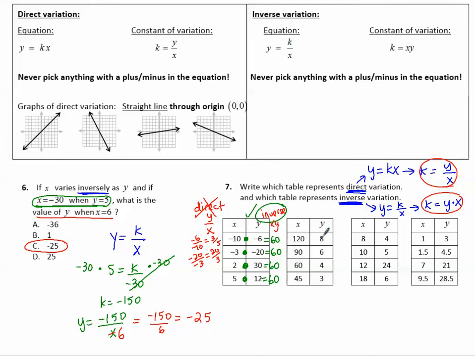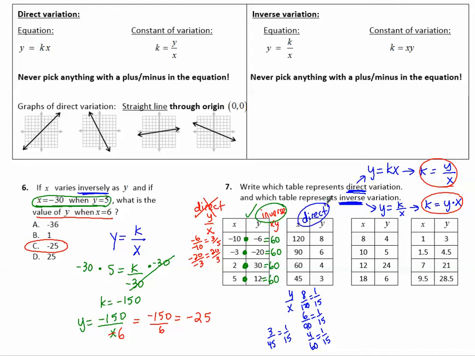I'm going to divide for direct. y divided by x. 8 divided by 120 makes 1/15. How about 6 divided by 90? 6 divided by 90, that makes 1/15. 4 divided by 60, that makes 1/15. And 3 divided by 45, that makes 1/15 also. So because dividing gave me the same for each one, direct variation is the correct answer for this one.